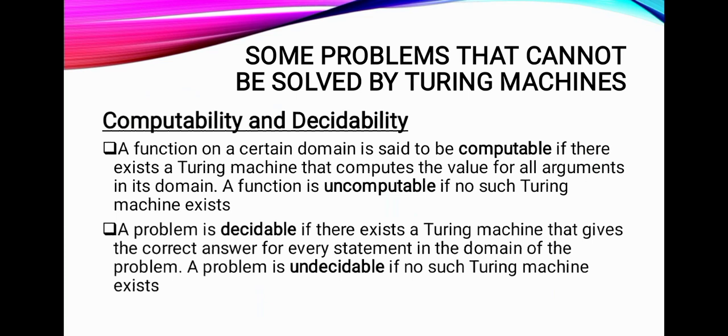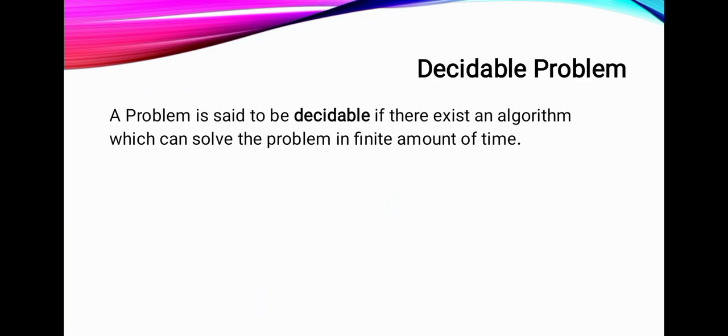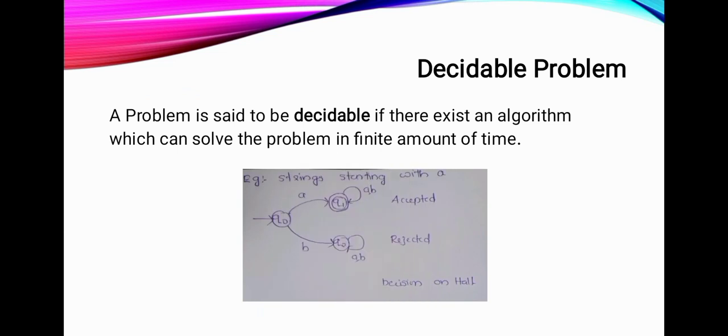So we should be clearer about decidable problems. A problem is said to be decidable if there exists an algorithm which can solve the problem in a finite amount of time. Here we can see an example where we are constructing a finite automaton that accepts all strings of A and B where each string starts with A.